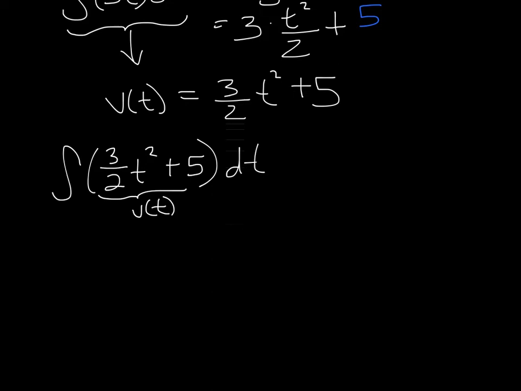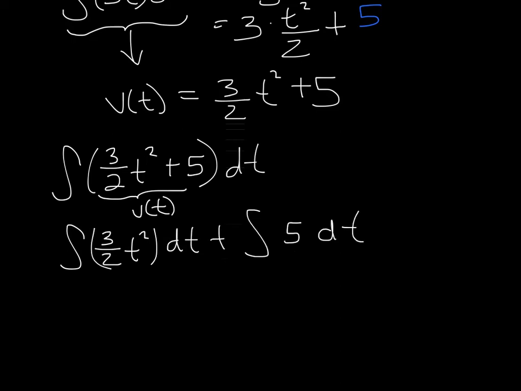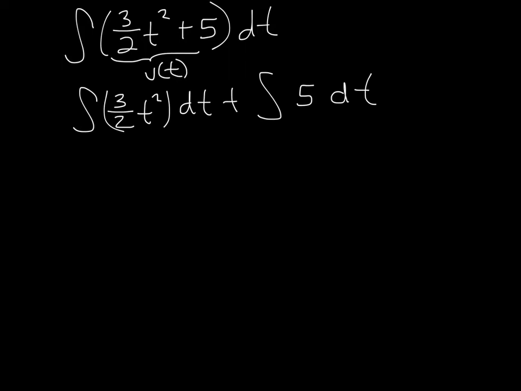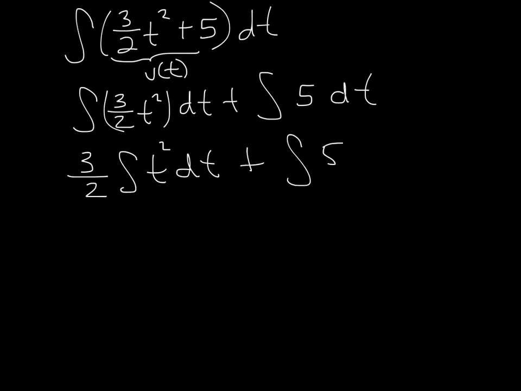And we can use properties of integrals to split some of these terms. So let's go ahead and do that. And I'll just write this below. So I'll first start out with 3/2 t squared, right? This function dt, plus the integral of 5 dt. And I can take out the 3/2, right? The integral of t squared with respect to dt. And then I'll just go ahead and copy this integral of 5 dt since it's the same.